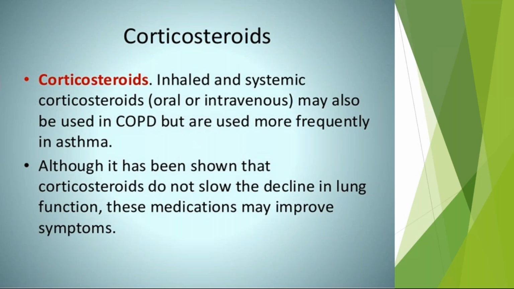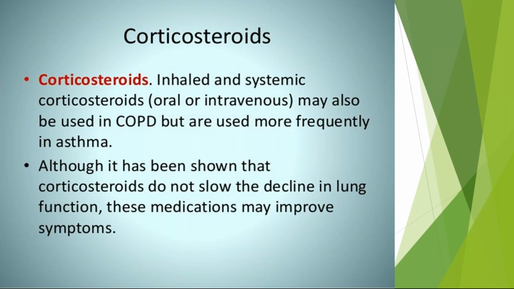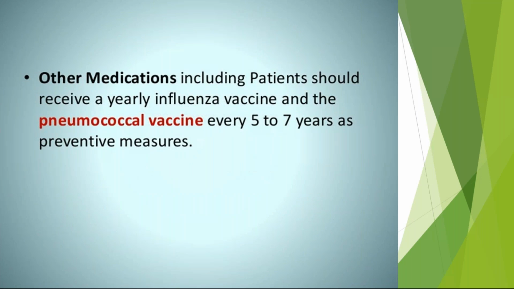Corticosteroids, both inhaled and systemic, may also be used, but systemic corticosteroids are mostly used in asthma, not in COPD. These medications will slow the decline in lung function and may improve the symptoms. Other medications which play a main role in patients with COPD include vaccines.